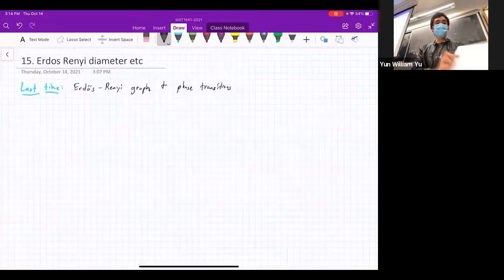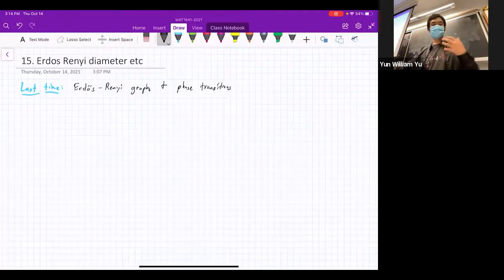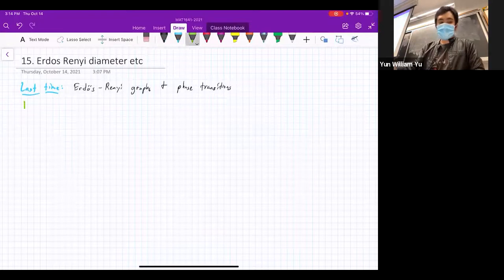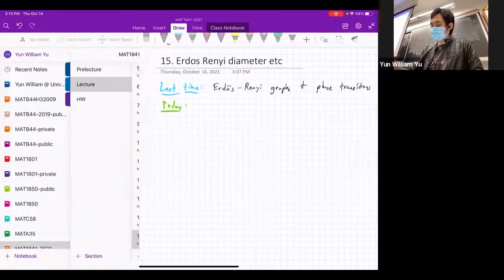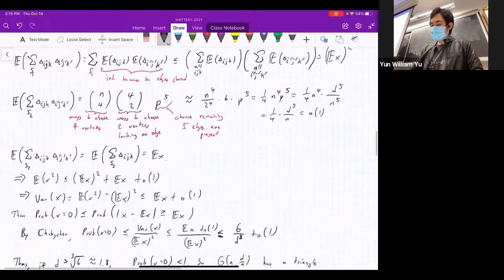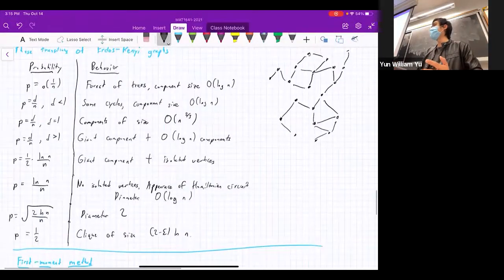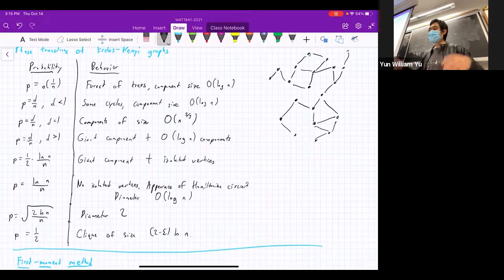So today we're going to apply all these techniques. We're going to review all that and talk about diameter and isolated vertices. Recall we had this nice handy table of some common phase transitions in Erdős–Rényi random graphs. As you increase the probability of edges, the graph changes qualitatively in behavior. At first, you only have a bunch of random trees that aren't connected. Then you start having some cycles. Then you have much bigger components. Then you have a giant component, and so on.